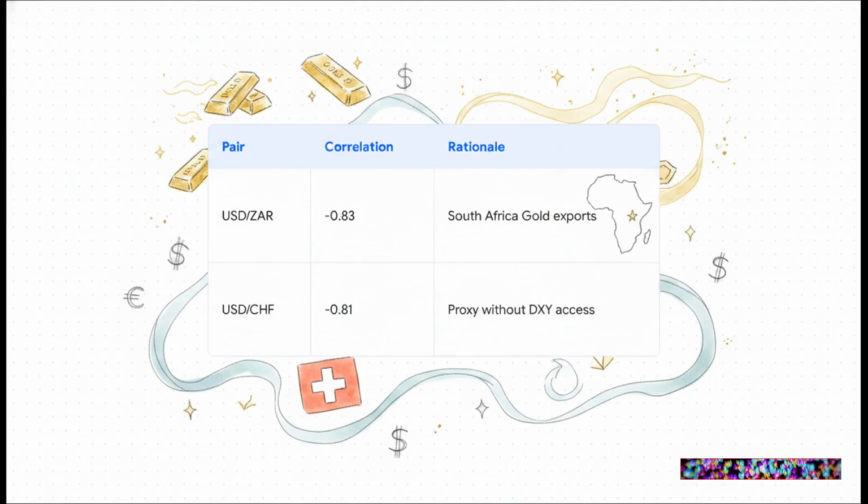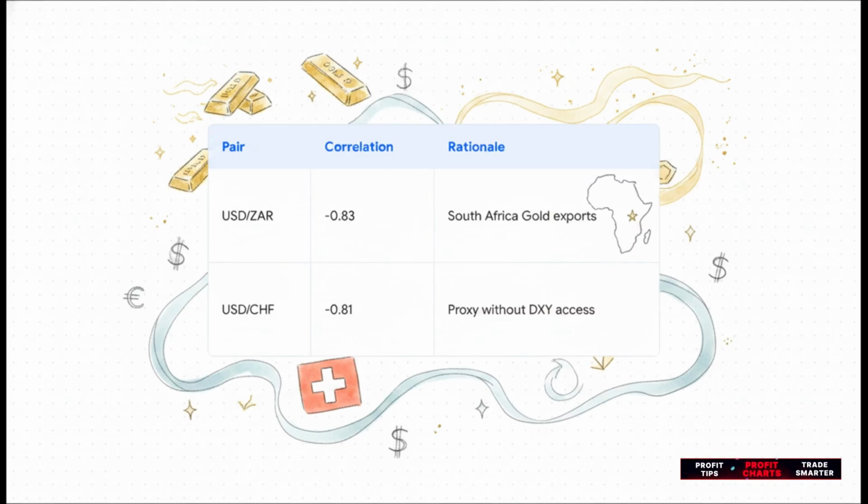First up, we've got USD/ZAR. That's the dollar against the South African rand. Now, South Africa used to be the undisputed heavyweight champion of global gold production, and that massive export legacy permanently tethered their currency to gold. Because of that tie, its daily correlation coefficient sits at an incredible negative 0.83.